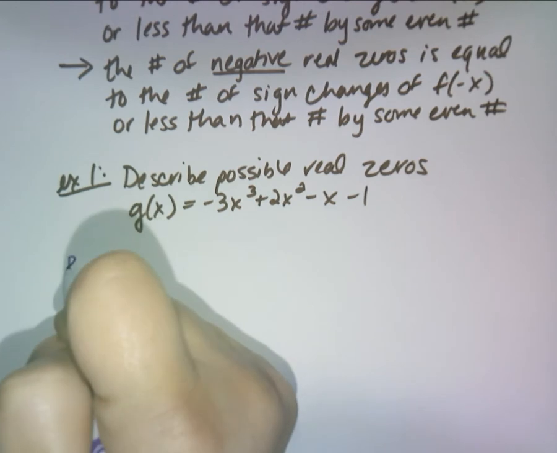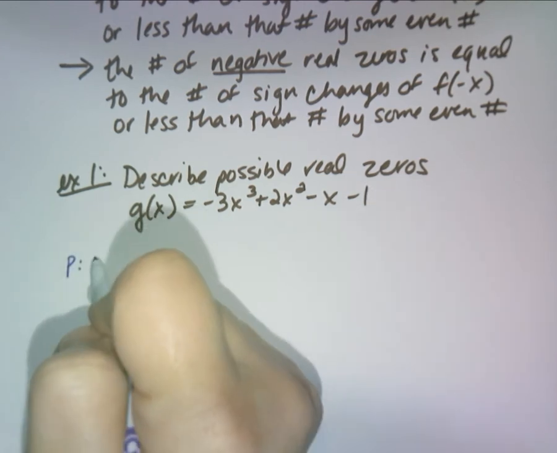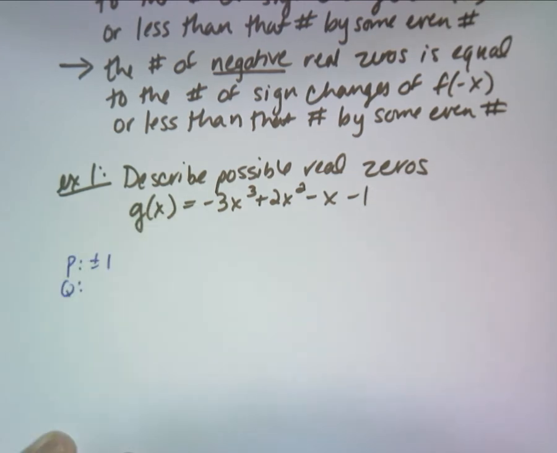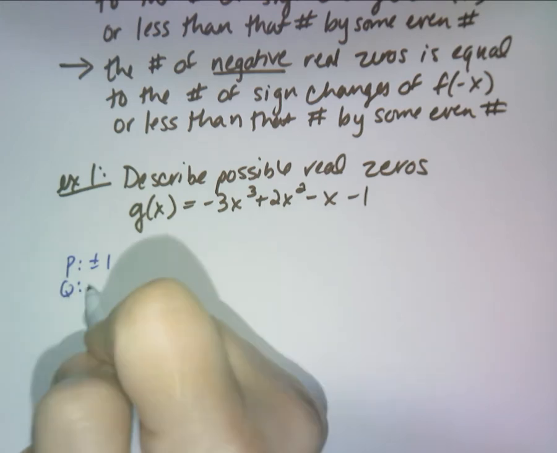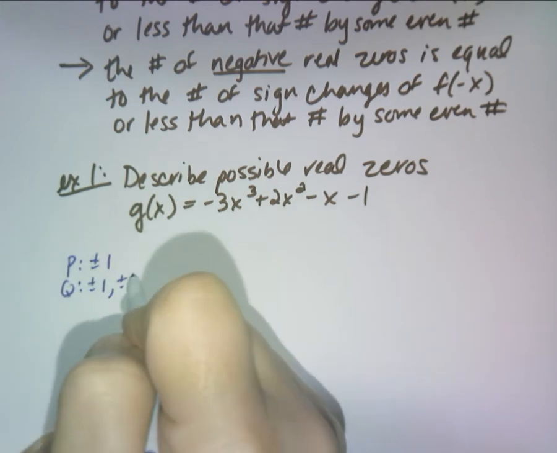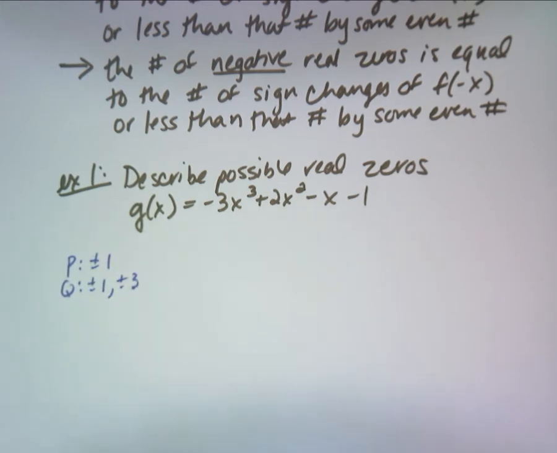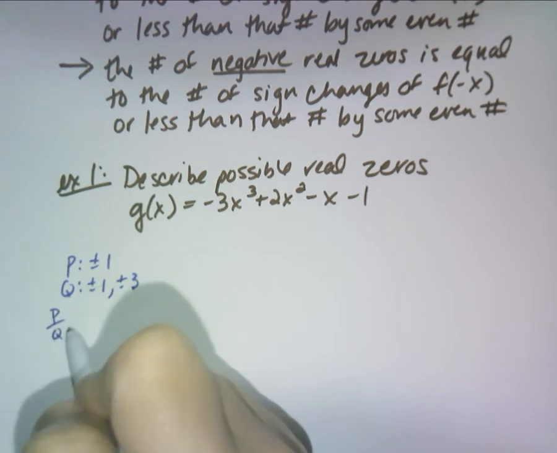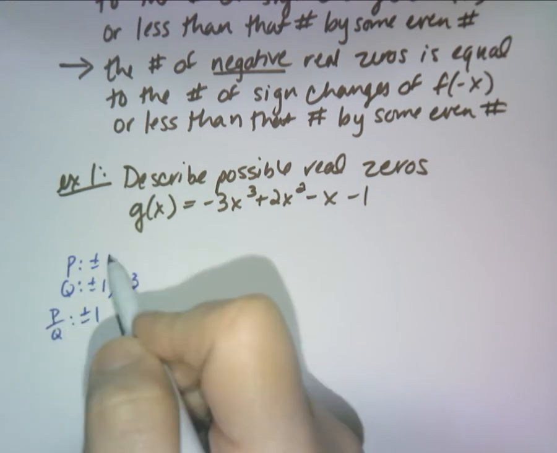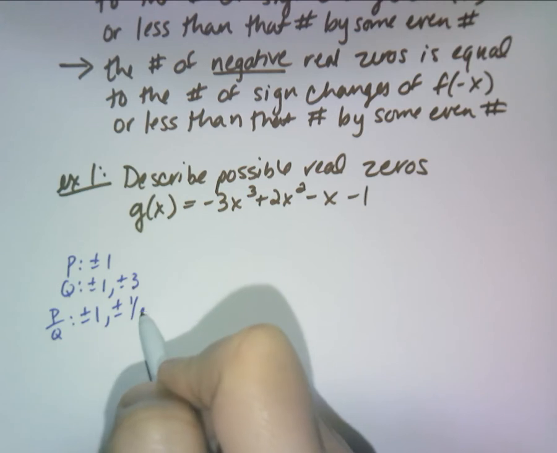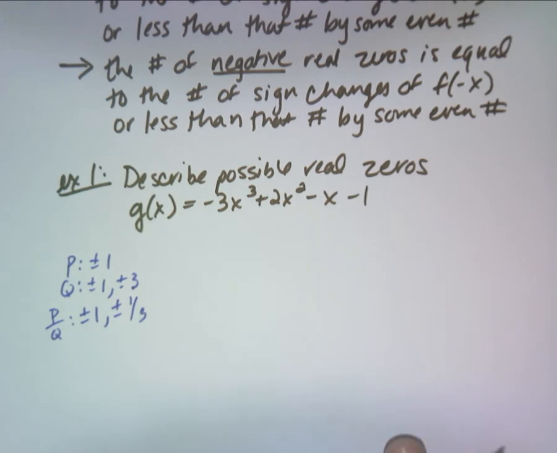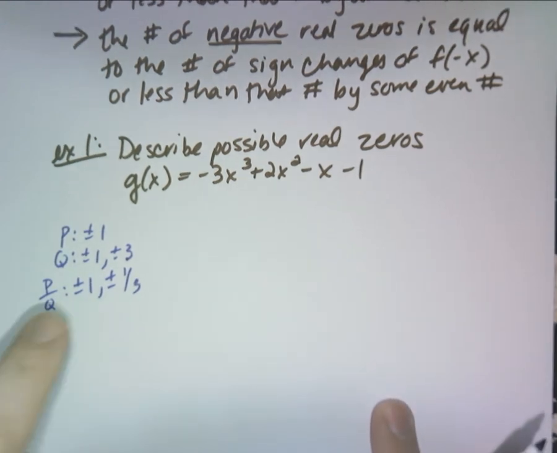What's the p, y'all? Negative 1. So plus or minus 1. What's the q? Plus or minus 1 and plus or minus 3. Agreed? And then all the possible real zeros would be plus or minus 1 over 1, 1 over 3, and that's it, correct? So to find which ones work, you'd have to synthetically divide 4 times.